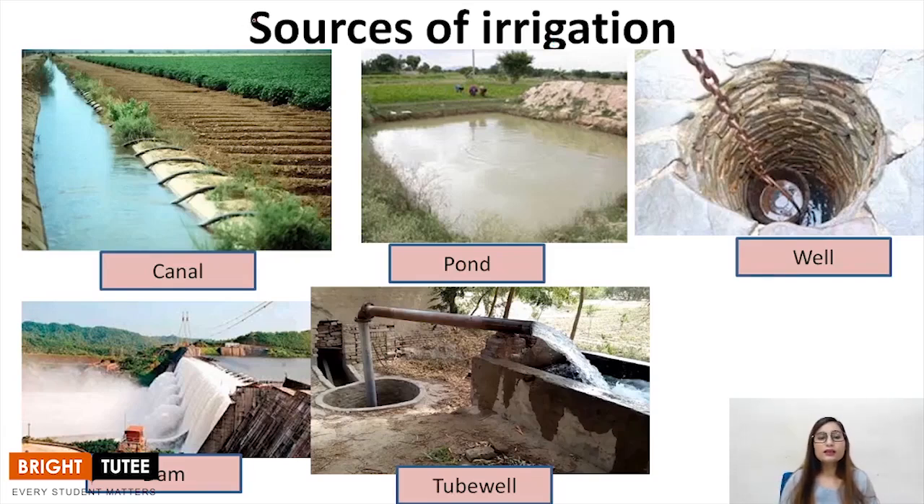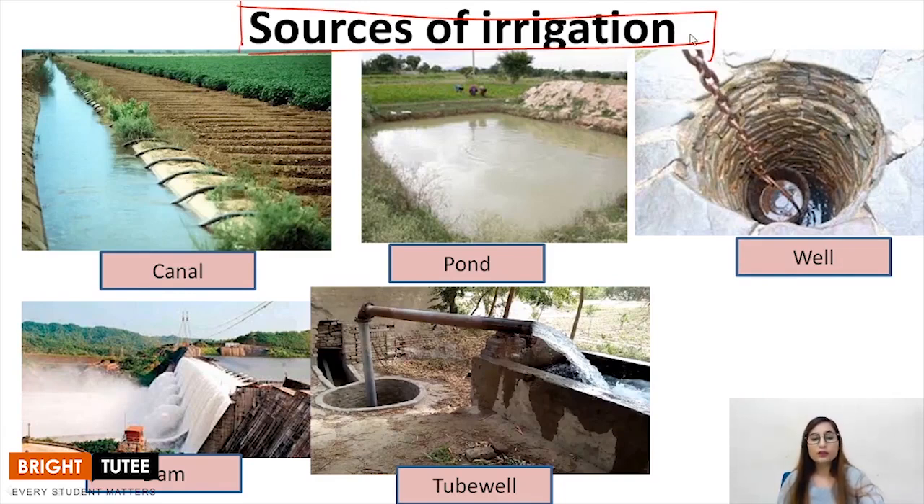Now let us see what are the sources of irrigation. Basically, irrigation is the supply of water. So for the supply of water, we require a source from which we will be obtaining water, right? So what are these sources that are present near people? One of them is canal. This is a man-made river, basically, as you can see in this picture. This is a man-made river.